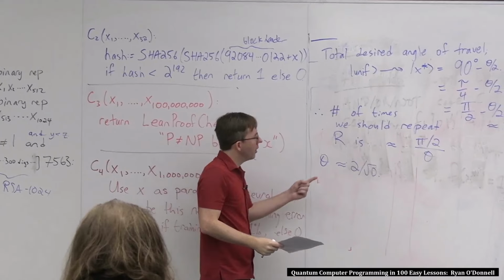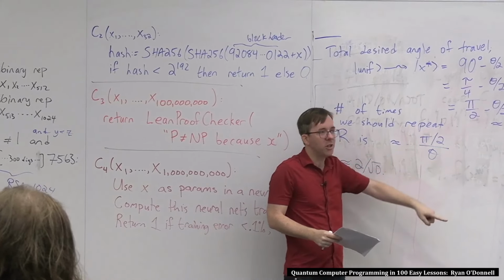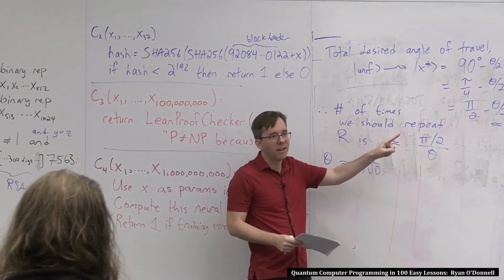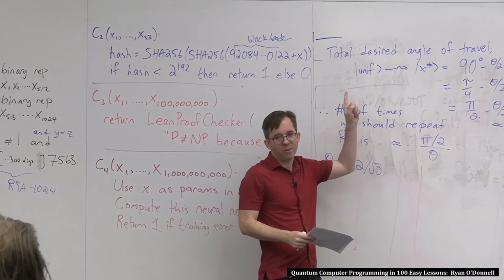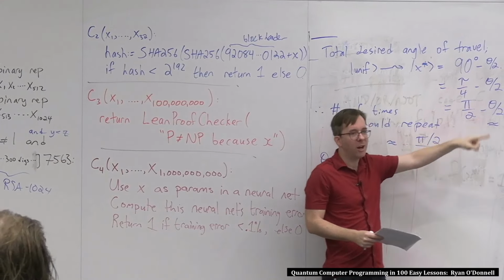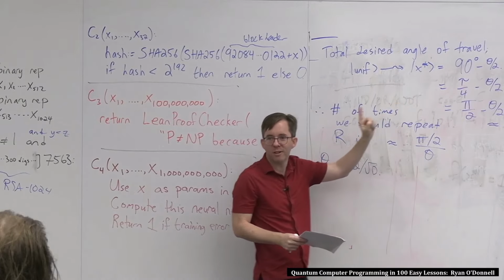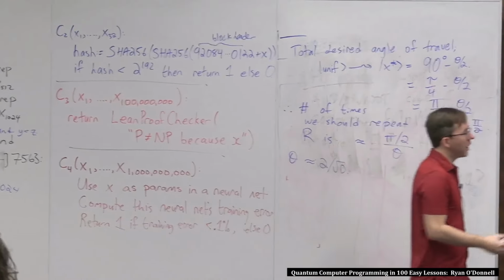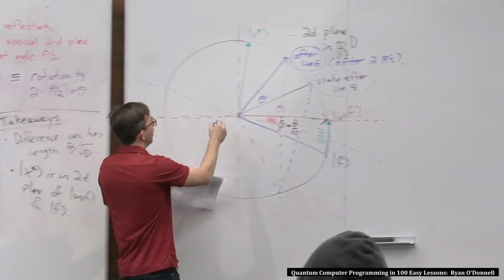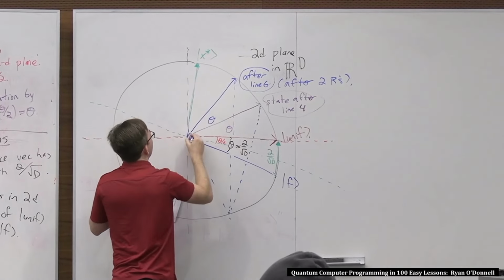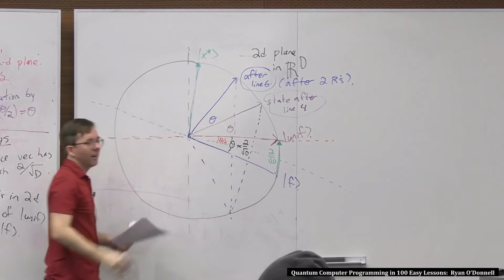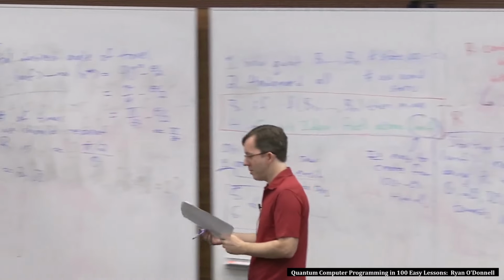But if you're climbing up to pi over 2 by increments of theta, it might not exactly hit pi over 2, but it'll be off by plus or minus theta over 2. So eventually you'll get to either here or here, and the difference is theta over 2. So it's basically negligible.